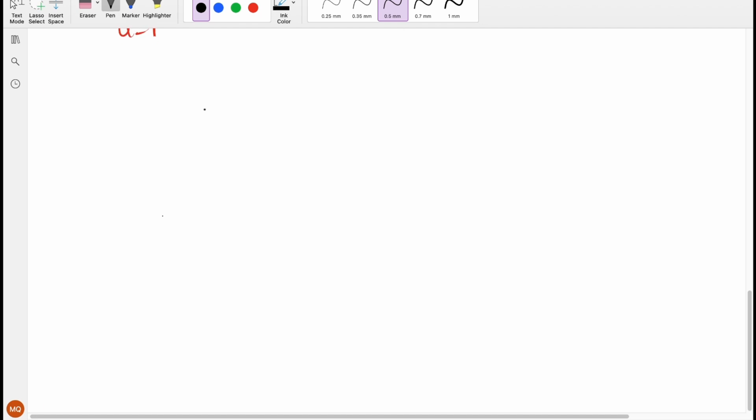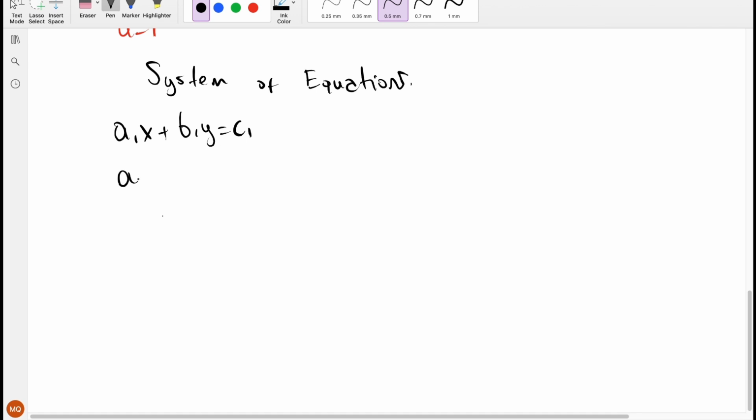Okay, now when two linear equations are given, it is called a system of equations or system of linear equations. For a system of equations, we have a1x plus b1y is equal to c1, a2x plus b2y is equal to c2. Here a1, a2, b1, b2 are coefficients, x and y are variables, c1 and c2 are constants. Let's look at how to solve it.